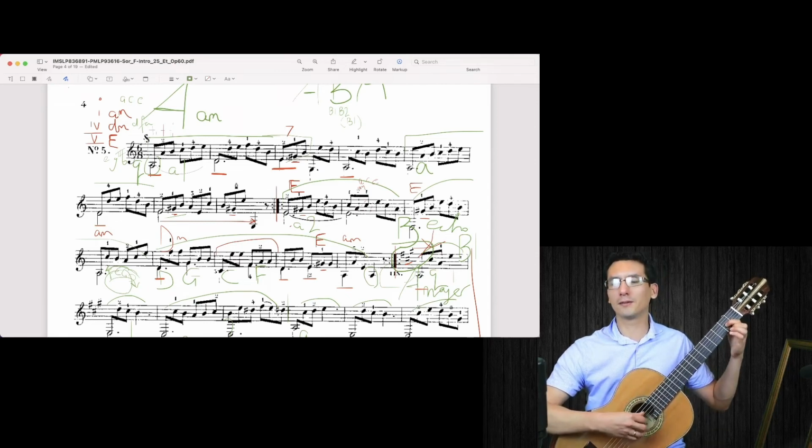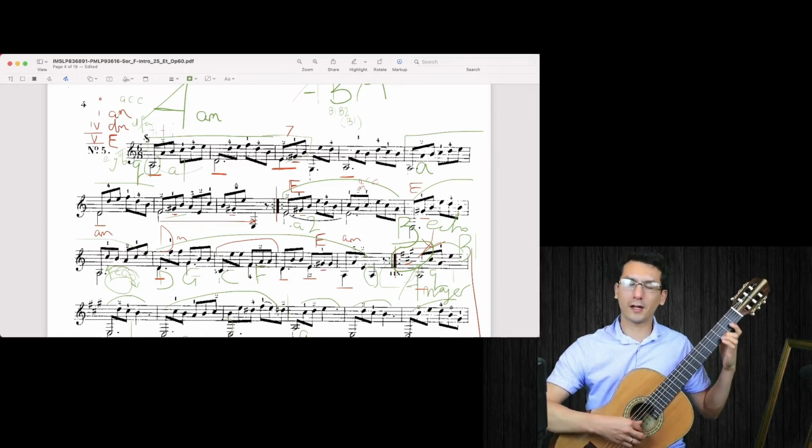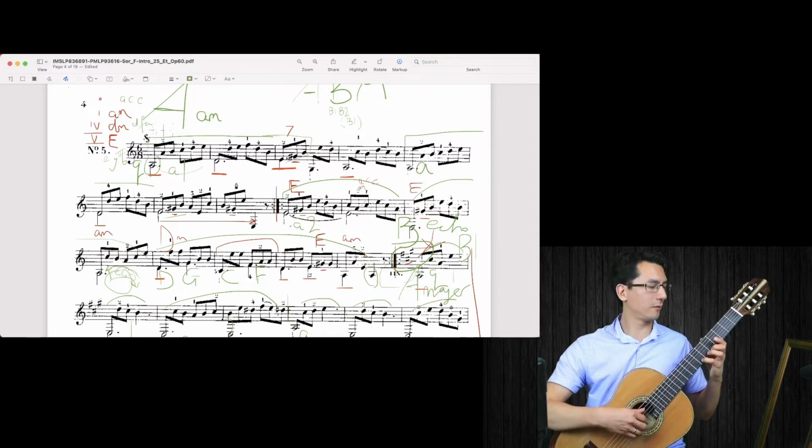1, 4, 5, 1. Tears in Heaven mostly uses 1, 4, 5, 1. I've talked about that. Another piece by this one, very common, Spanish Romance.